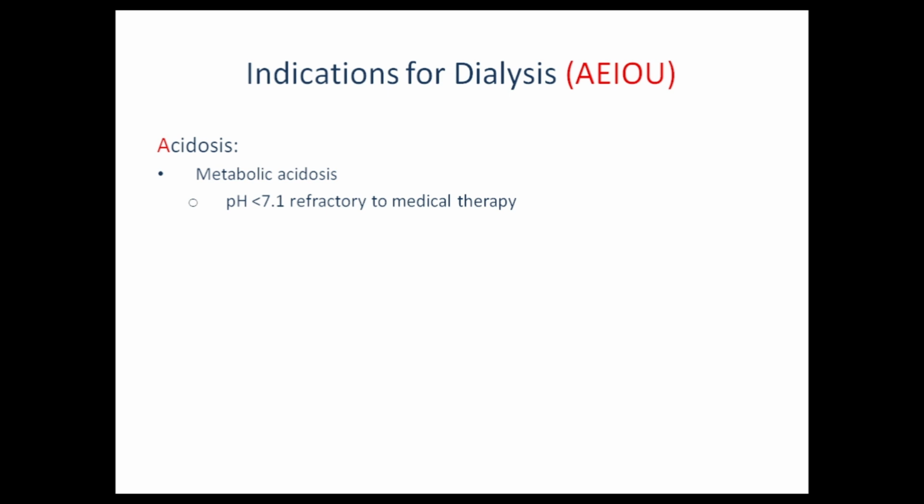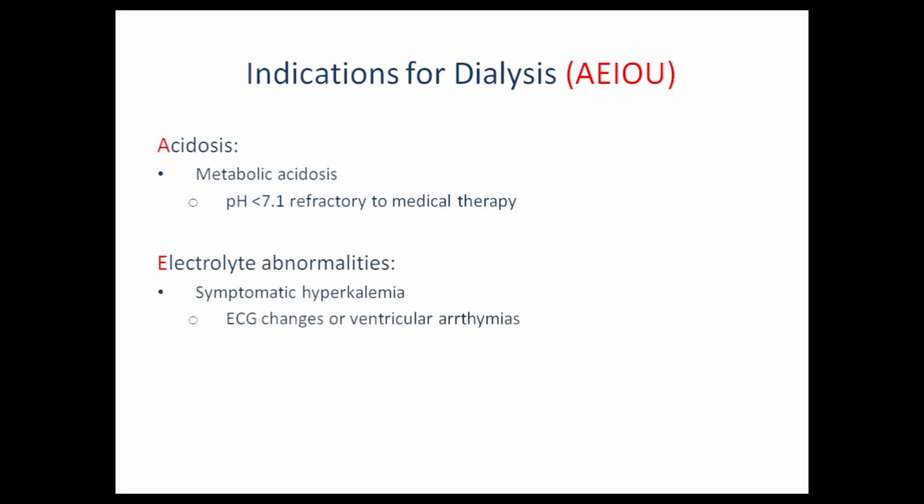For example, if a patient is having metabolic acidosis as evident by ABGs, and for example the pH is 7 or 6.9, and the patient is not responding to medical therapy, so the patient should undergo urgent dialysis. After that comes electrolyte abnormalities, and which electrolyte? It is potassium. So symptomatic hyperkalemia is one of the most important and urgent indications for dialysis.